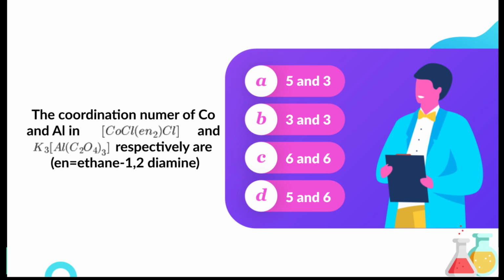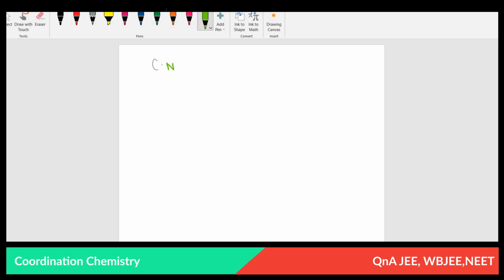The first question is the coordination numbers of Co and Al. There are two compounds mentioned. Before we start off with the answer, we need to know what we mean by coordination number. Coordination number, as the name suggests, is the number of donor atoms attached to a central metal.